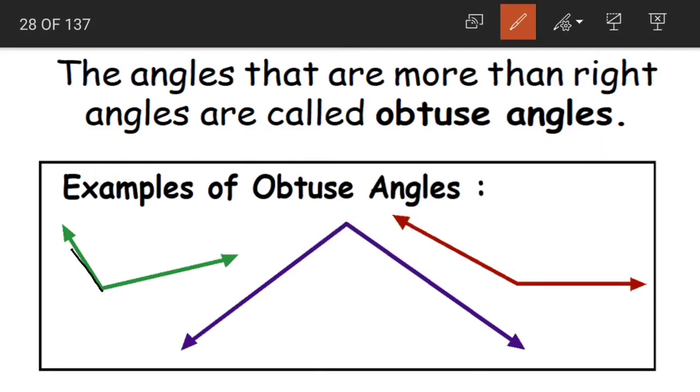See here, this would be the right angle.